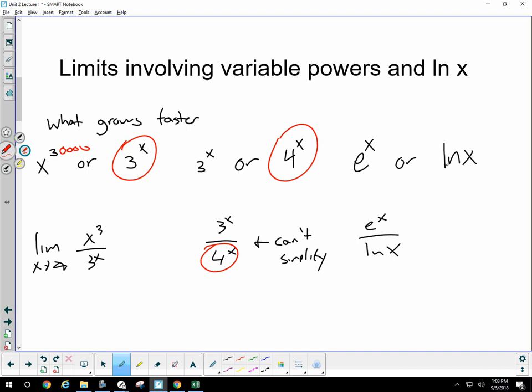E to the x and log x, we'll talk more about those, but e to the x wins. What's that telling you? If you're trying to evaluate these limits for all 3 of these, you're going to get infinity over infinity. You can't simplify it, but you know that this is approaching 0 because 3 to the x wins. This is approaching 0 because 4 to the x wins. This is approaching infinity because e to the x wins. Faster growth over slower growth over faster growth.